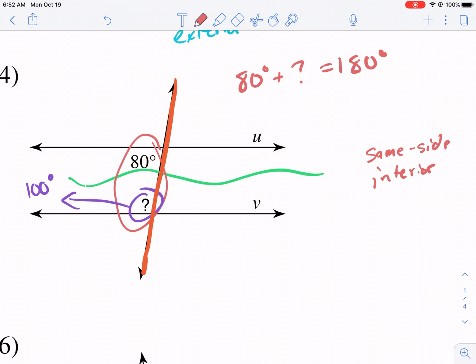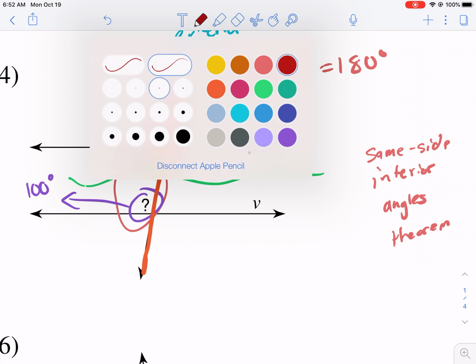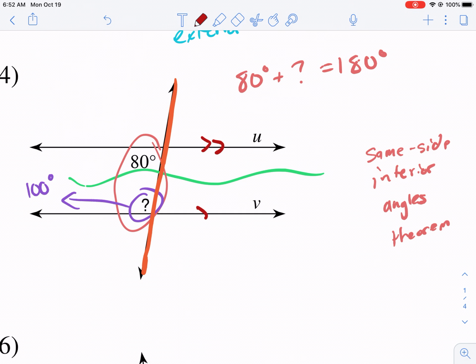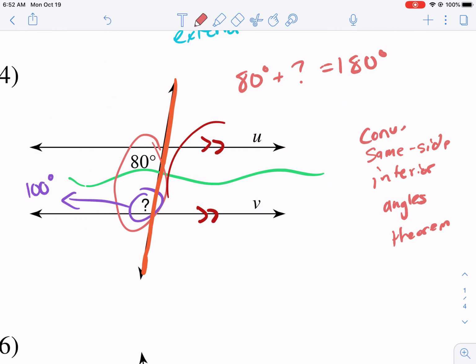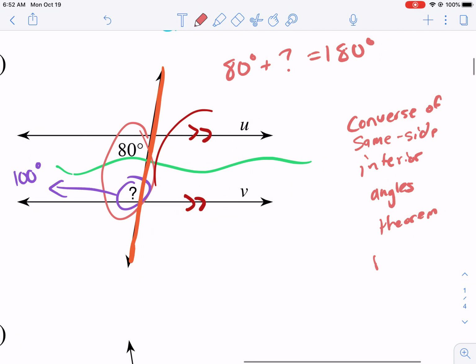Same side interior angles theorem. Okay? Now, because we're trying to prove the lines parallel, though, we didn't know this first, we're not going to use same side interior. We're going to use the converse of same side interior angles, and this one's actually not theorem. My apologies. It's not theorem. It's postulate.